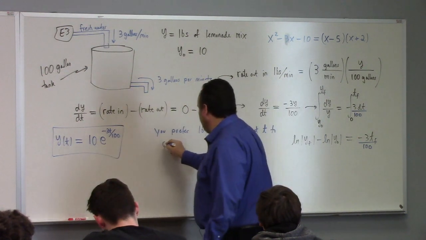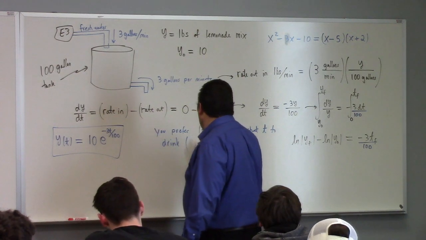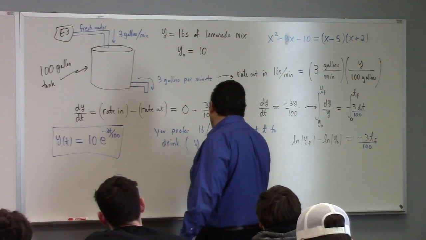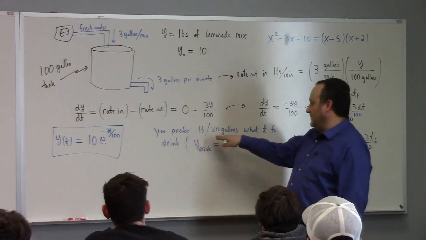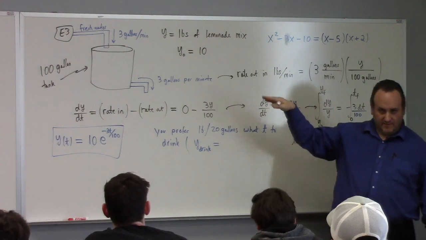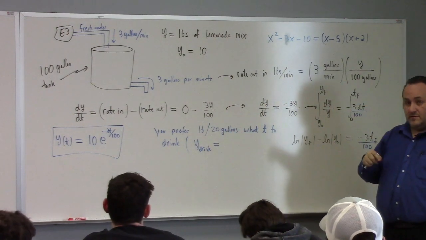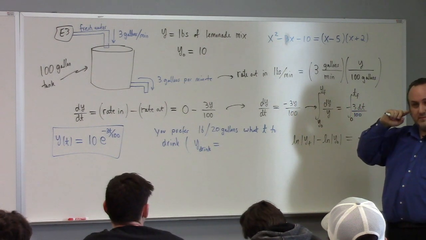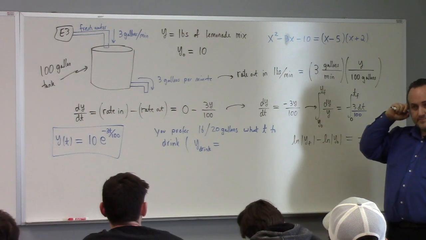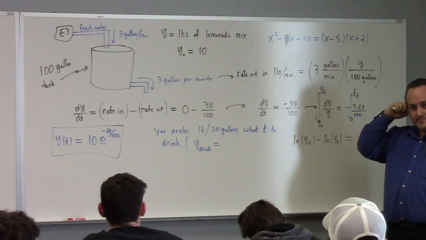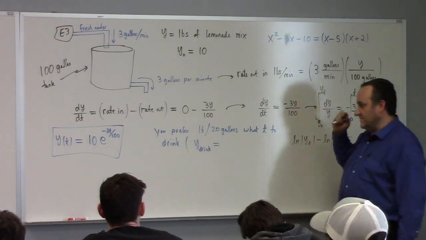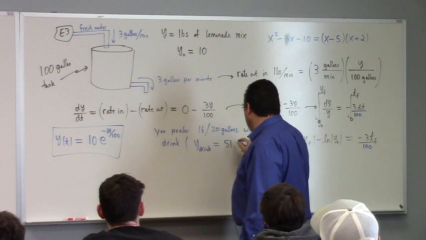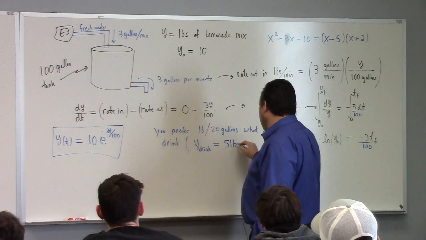So what would that mean then? Let's think about this. The y that you're interested in, y drink, should be what? If it's 100 gallons, because the volume stays constant at 100, and I want 1 pound per 20 gallons, how many pounds do I need altogether? 5 pounds. Very good. If I have 5 pounds overall, that means I have a concentration of 1 pound per 20 gallons. So I need 5 pounds.